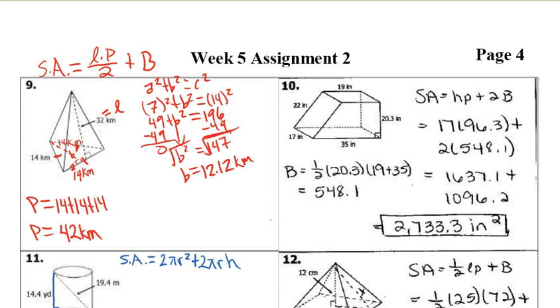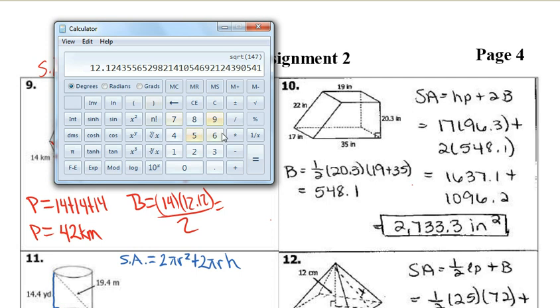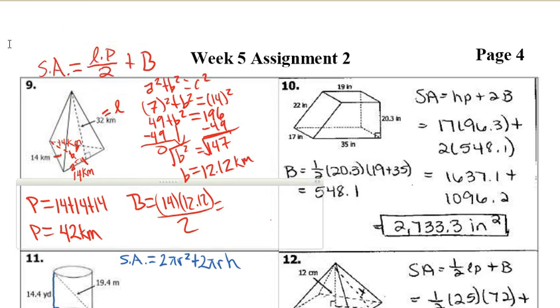Now I plug that in for my area of the base, so now I can find my big B. So my big B is equal to my base, which is the whole thing, so the whole thing is 14 times my height, which is 12.12, all over 2. Now 12.12 times 14 equals 169.74. So 169.74 all over 2. So then my final answer here, let me make this 2 smaller.